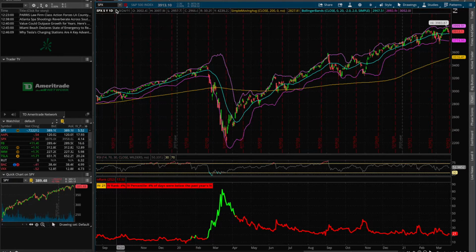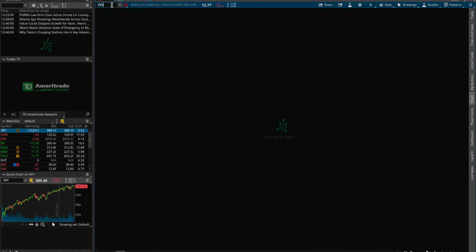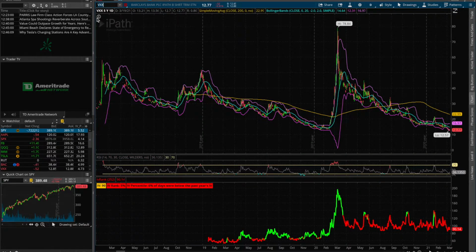So for example, if we look at VXX, this is an ETF that tracks the implied volatility in the market. And so just like what you saw with the implied volatility on the S&P 500 chart, the price action of VXX basically mimics that. So back in 2020, when the market was crashing, VXX was absolutely exploding. It's just tracking the implied volatility in the market. And so given that this is just an ETF, you can just buy it.